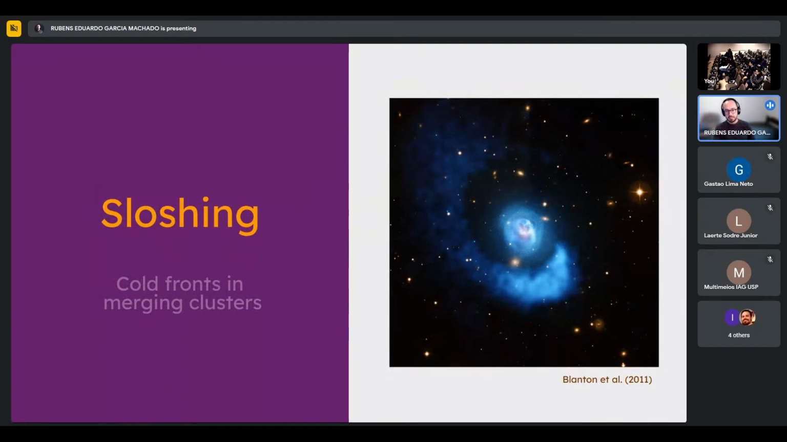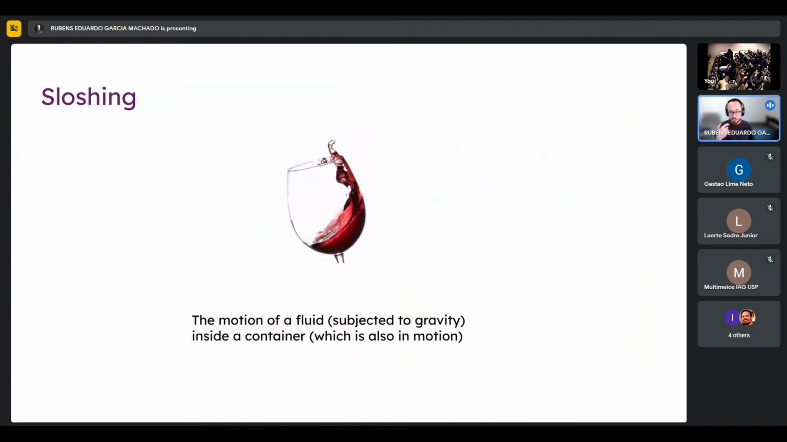So the next topic that I would like to briefly introduce is the idea of sloshing spirals in merging galaxy clusters. This term sloshing refers to a fluid which is undergoing motion within a container which is also accelerated. So in this analogy, the container is the gravitational field, the total gravitational potential of the galaxy cluster, and the fluid is the gas of the intracluster medium. In particular, the cold gas in the cool core of a cluster.